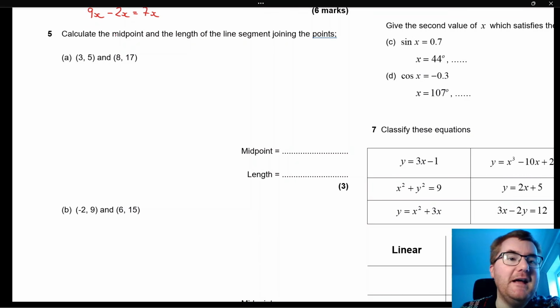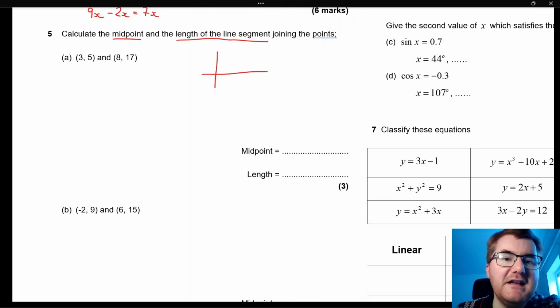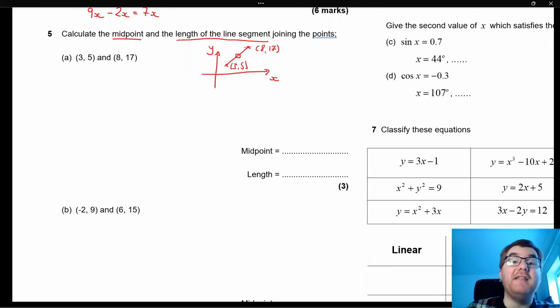Right, let's continue here. So we want to find the midpoint here and the length of the line segment joining these particular points. So the way I like to do this is a quick sketch just to see what is going on here. So if we do a quick sketch of this, so it's my x and y, then we have 3, 5, it's going to be up here somewhere, and then 8, 17, which is going to be further up here. So just to get an idea of exactly what's going on, so 3, 5, and what we want to do is find the midpoint, so halfway between it and the length of that line.